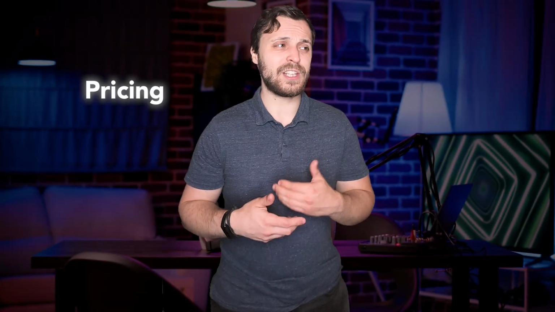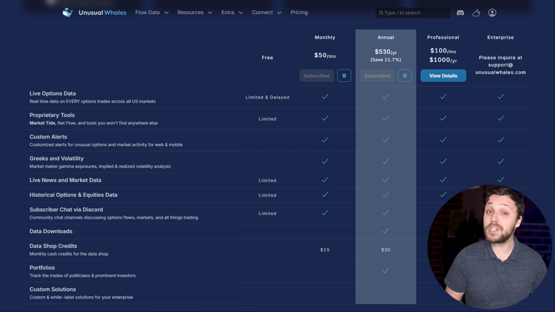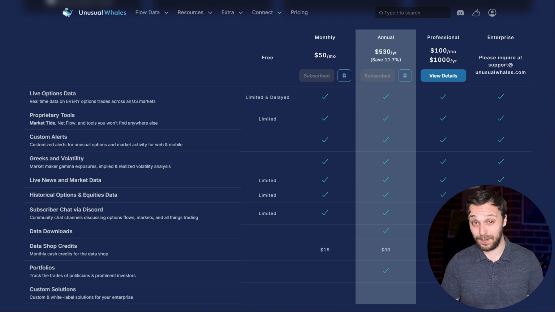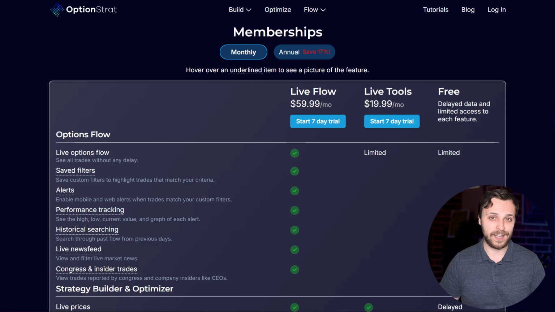So what about pricing? That's always the big question, right? And about that, both OptionStrat and Unusual Whales are priced fairly for what you get. They're definitely not dirt cheap, but the features easily justify the subscription if you're serious about trading options. If you're a casual investor, you might think it's a bit much, but if you want an edge, they're worth considering.